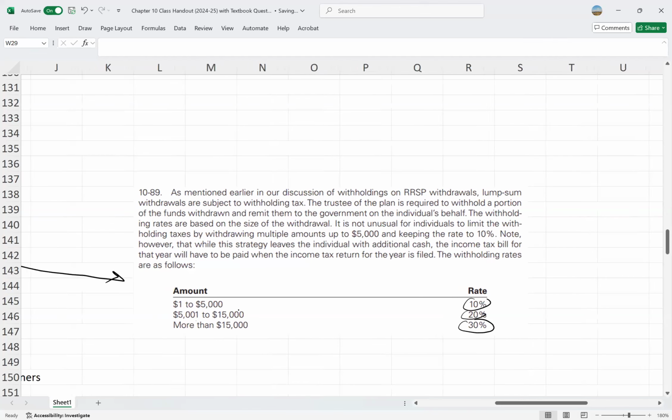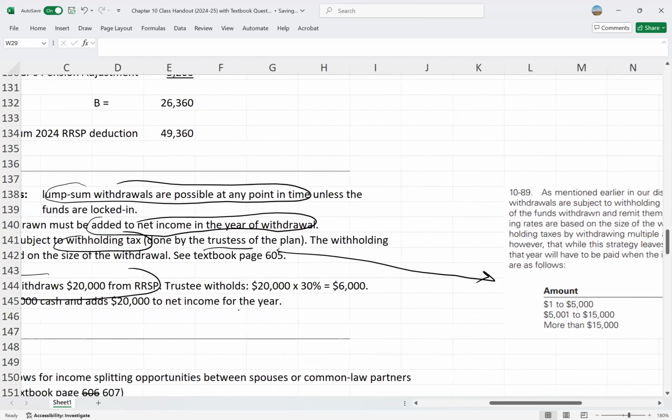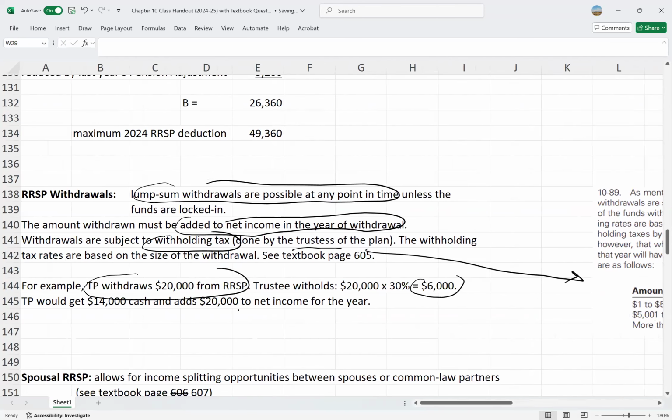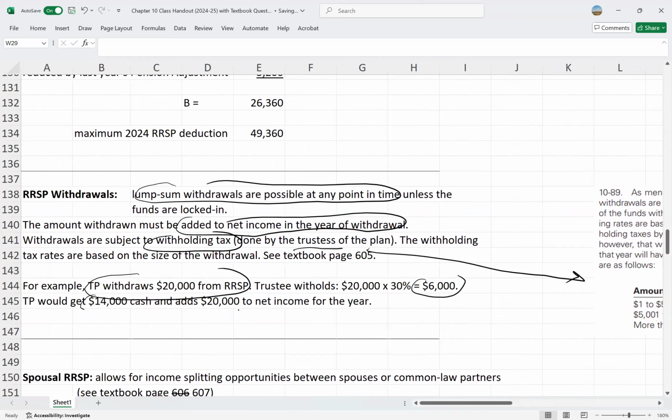So on this 20,000 that you withdraw from your RSP, the trustee is going to withhold 6,000, send that into the CRA, and that's going to be a prepayment for your taxes for the year. So you will just get 14,000 in cash, but you will have to add 20,000 to your net income for the year. Just like with working for a company, your gross pay is 5,000, but your employer has to take off EI, CPP, income tax, and then they give you the net amount, but the gross amount is what you include in your net income. So the 20,000 you include in your net income. The 6,000 they send to the CRA as a prepayment for your taxes, and then the actual cash you're going to get is 14,000.